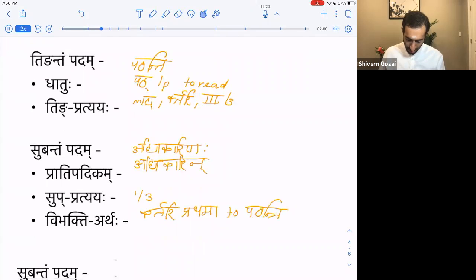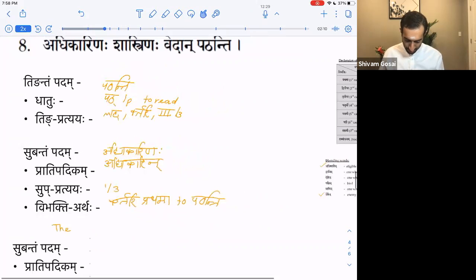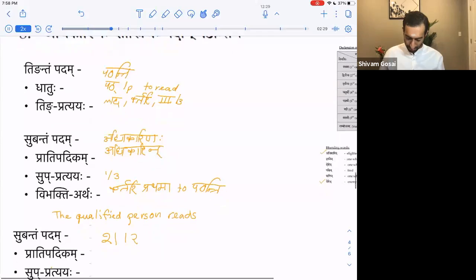So our sentence so far, we know, is that the qualified person reads, right? That qualified person reads, or the person who has qualifications. This in stands for the one who has XYZ, right?